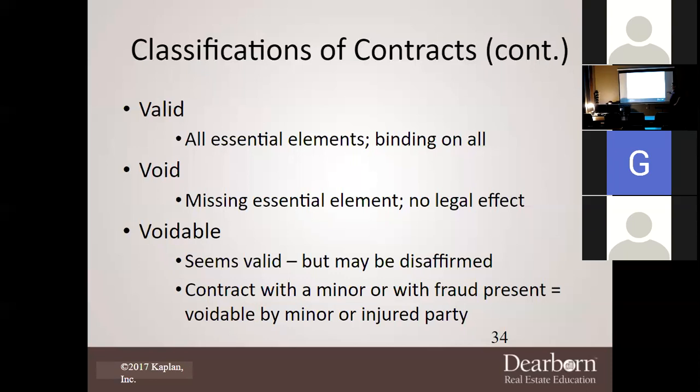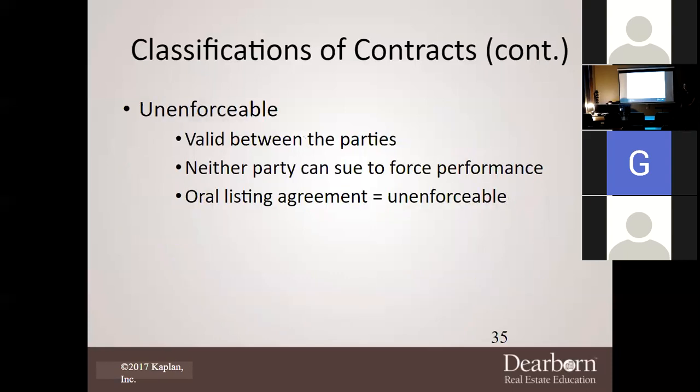So again, valid, all elements. Void, we're missing an essential element. Voidable, we're dealing with a minor or there's fraud, okay? And here's the last one, unenforceable. Miss Linda, in this situation, I told your husband earlier that I will buy your house for $500,000, and I'll pay cash. I just told him that. But here's the problem. Mr. Eugene, what's that bottom bullet say up there, sir? Oral listing agreements, unenforceable. That's correct.